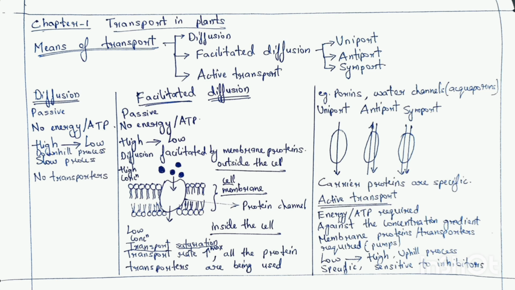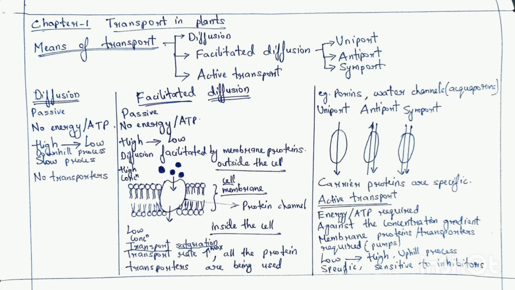Different molecules are transported from one place to another place in a plant body. For example, water has to be transported from roots to the tip of the plant body, and the photosynthates or the food materials have to be transported from leaves to the other parts of the plant body. So the molecules move from one part of the plant body to another part. How does this transport of molecules take place?